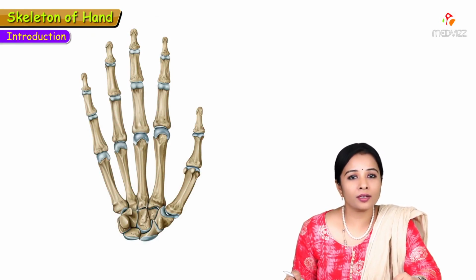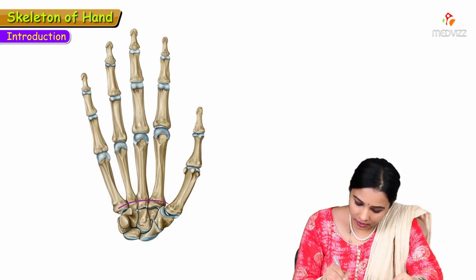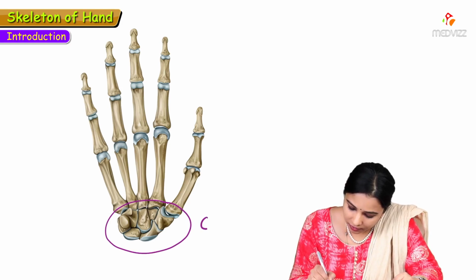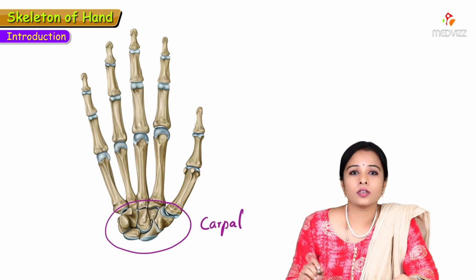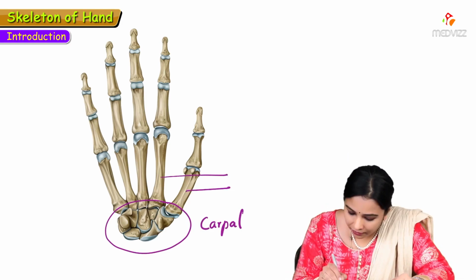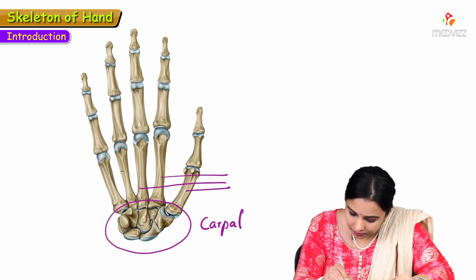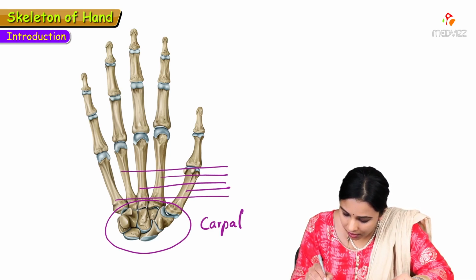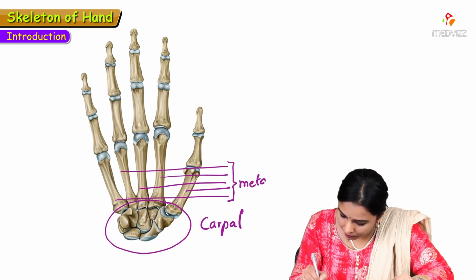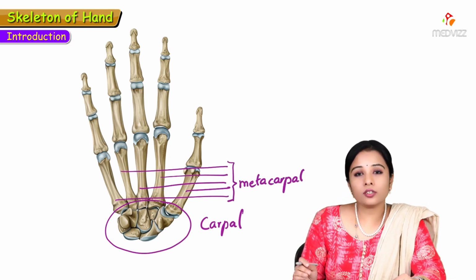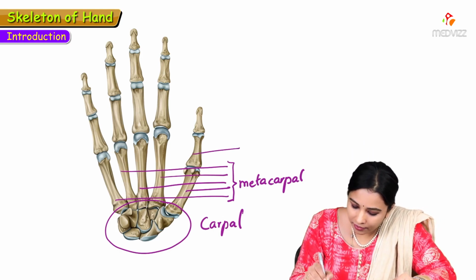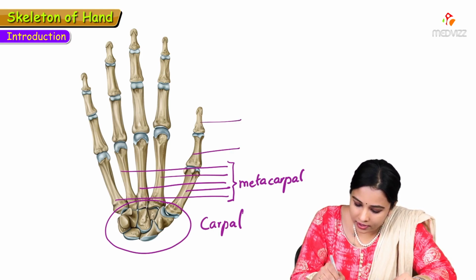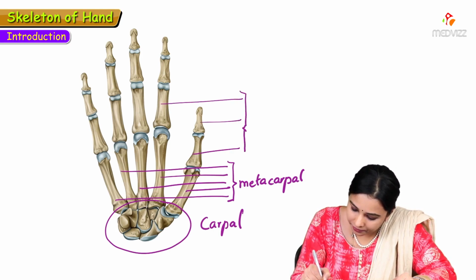Today we will learn about the skeleton of the hand. The skeleton of the hand is made of carpal bones. These are the carpal bones, which make up the proximal part of the skeleton of the hand. Distal to the carpal bones, there are 5 metacarpal bones. So these are all metacarpal bones. Distal to the metacarpal bones, the bones which are present in the fingers are known as phalanges. So all these are phalanges which are present in each finger.